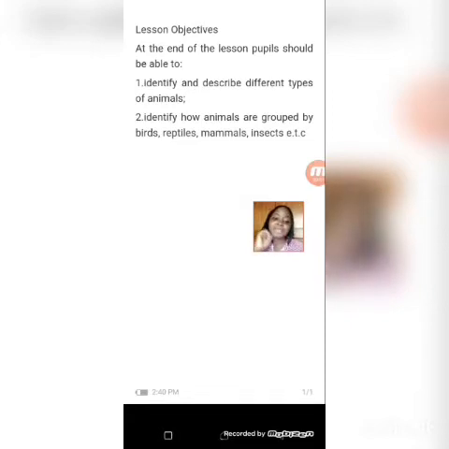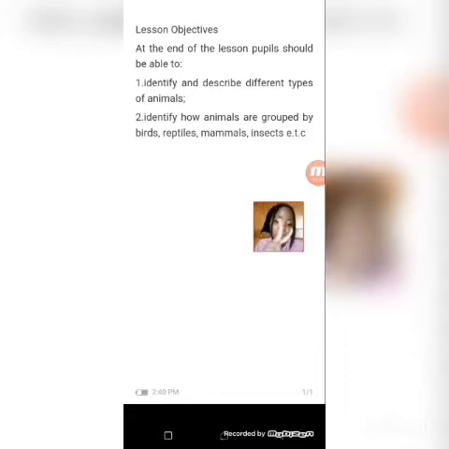At the end of this lesson, you should be able to, number one, identify and describe different types of animals. You don't have just one type of animal. You've been to the zoo, right? For example, a dog is an animal. When you went to the zoo, was it just dogs you saw? A zoo is a place where animals are kept for tourists or people that want to come in to see them. So we have different types of animals.